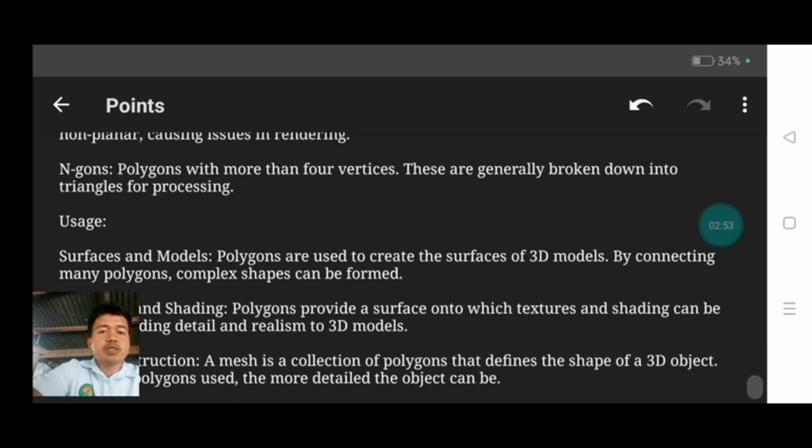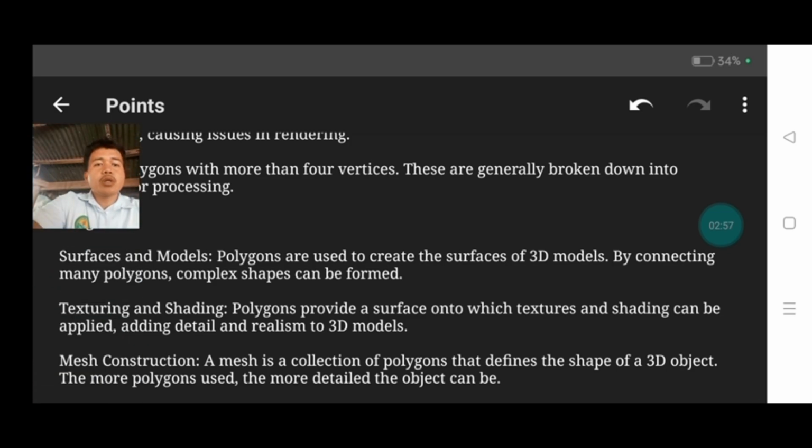So what are the usage of these polygons? Surfaces and models. Polygons are used to create the surface of 3D models. By connecting many polygons, complex shapes can be formed. Texturing and shading. Polygons provide a surface onto which texture and shading can be applied, adding detail and realism to 3D models.